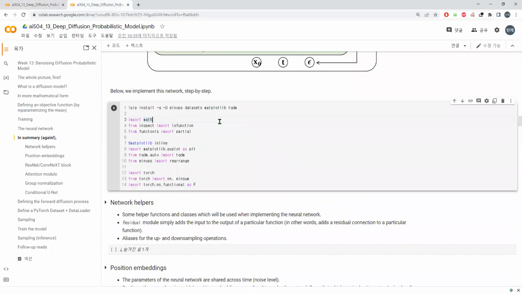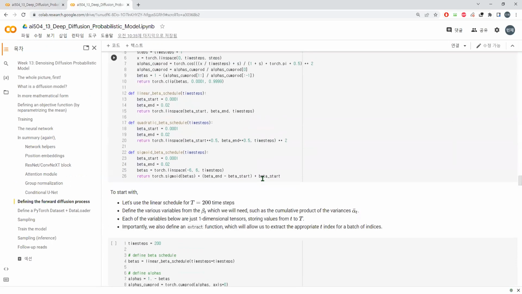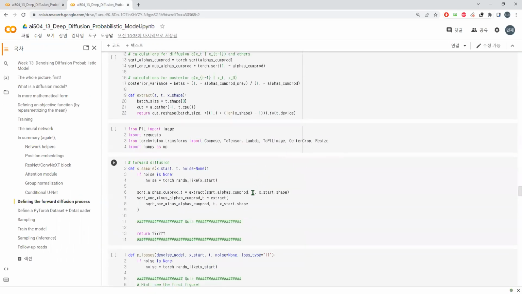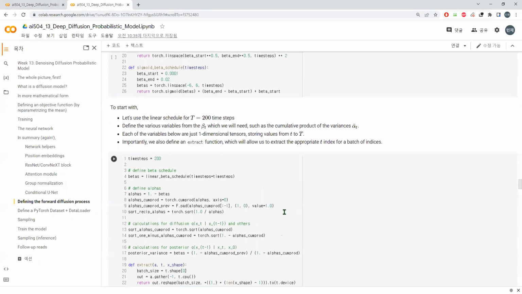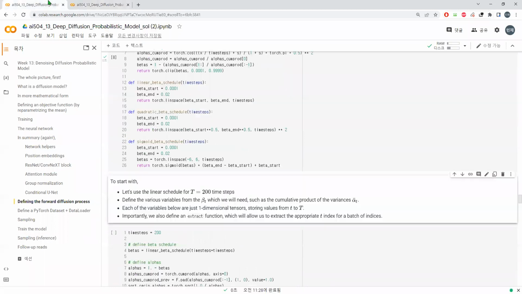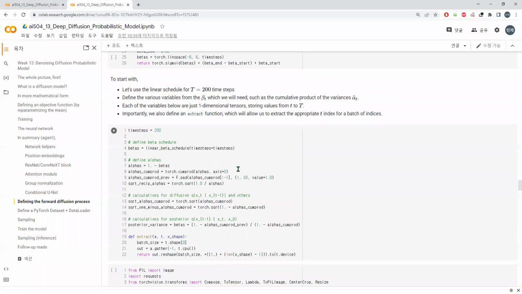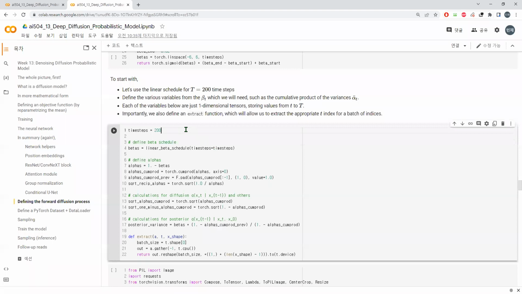And maybe there will be a quiz now. Okay. The time step t is also a hyperparameter, for example.